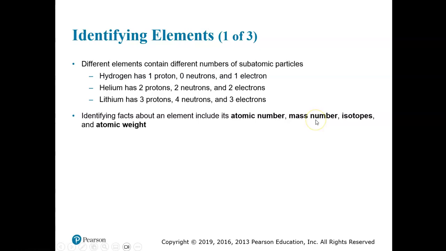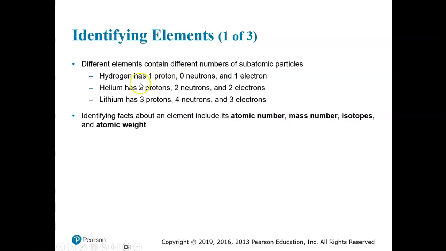Now the mass number for an atom can change because the number of neutrons can change. So the mass number for an atom is equal to the protons and the neutrons in its nucleus. So helium has 2 protons and 2 neutrons, so its mass number is 4. And then isotopes are the same atom that have different mass numbers, or you could also say they have different numbers of neutrons.